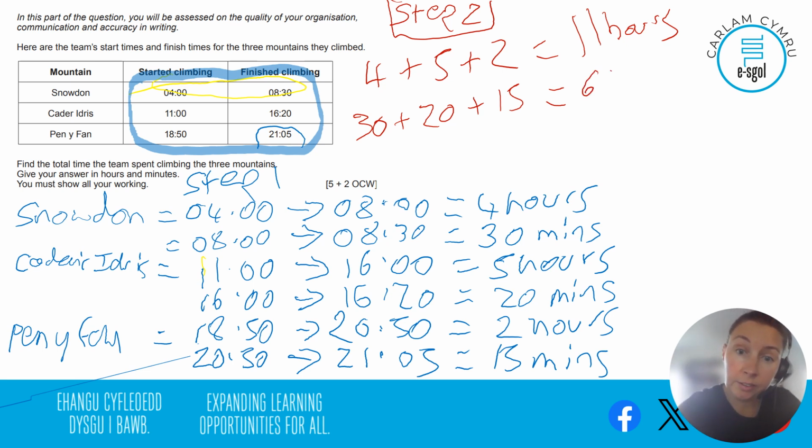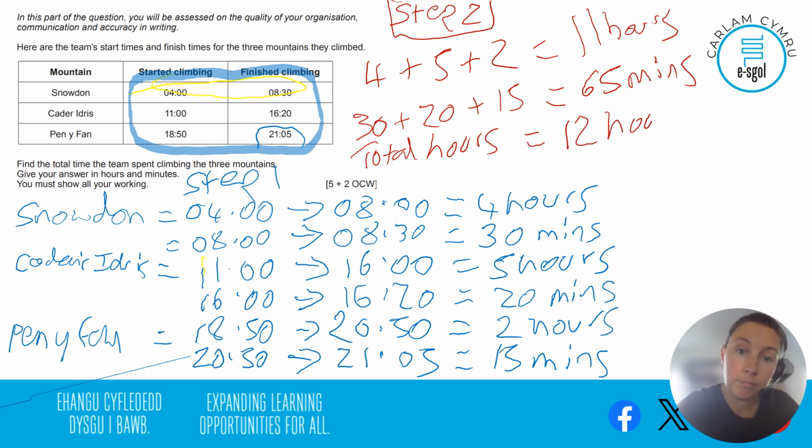Add them together, it comes to 65 minutes. Now we know that 60 minutes makes an hour, and it's clear to see we've got 65 minutes there, so now we need to round it off. So the total equals 12 hours and 5 minutes. That's how long it took to complete all 3 mountains.